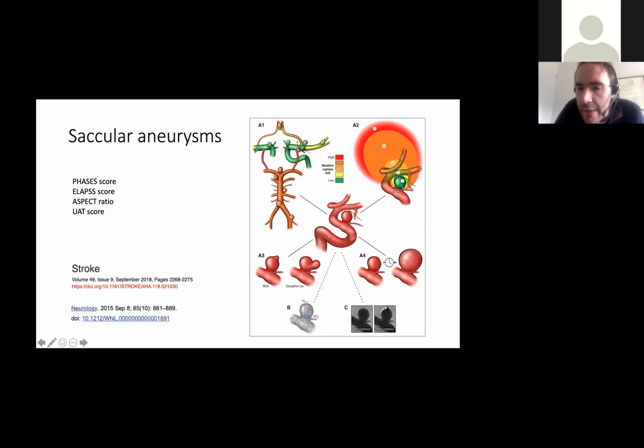This is what I was talking about earlier in terms of vessel wall imaging and vessel wall enhancement. This is a high resolution MRI, and you might get some enhancement of the aneurysm dome, which could indicate that this aneurysm has got an inflammatory process ongoing within the wall and might be at risk of impending rupture, because we still don't really understand the mechanism behind aneurysmal rupture. We just don't understand it.